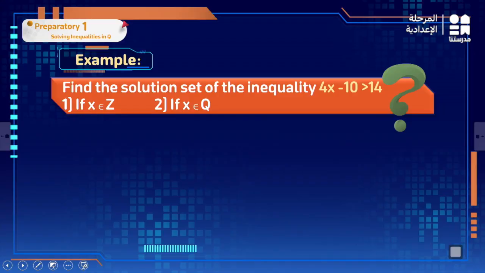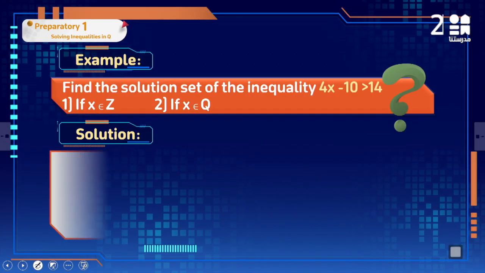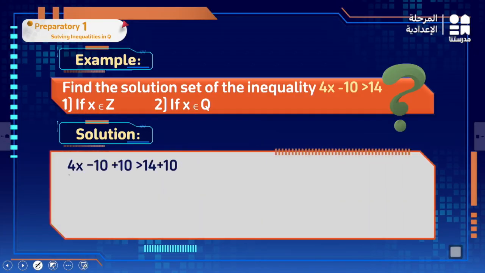For example, find the solution set of the inequality 4x minus 10 is greater than 14. Number 1, if x belongs to Z. Number 2, if x belongs to Q, the rational numbers. So here we have 4x minus 10 greater than 14.